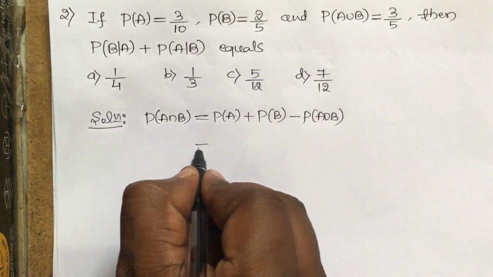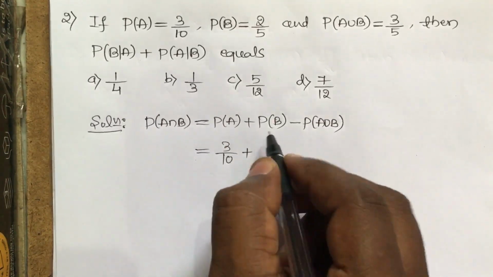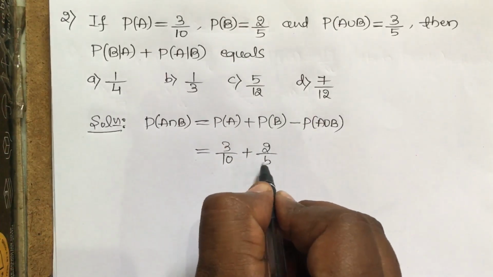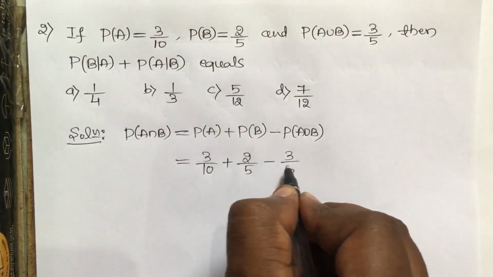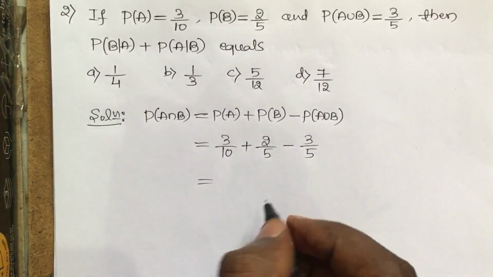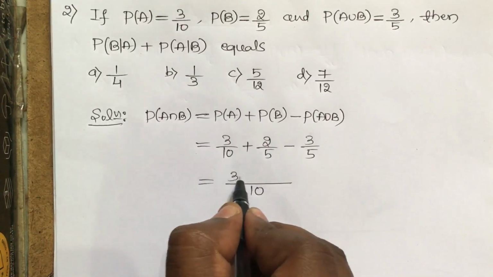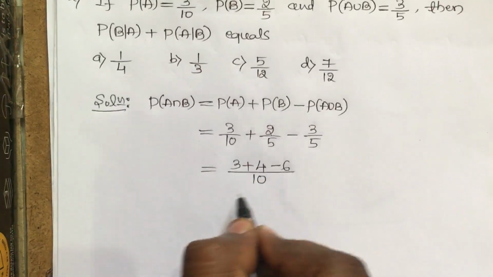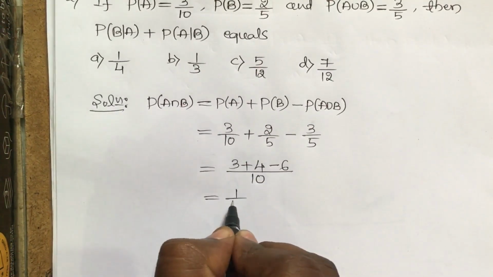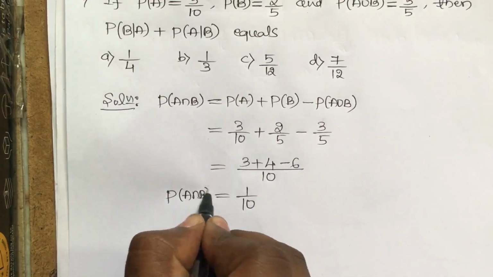Now, what is P(A) here? 3/10 plus P(B), it is 2/5, then minus P(A ∪ B), which is 3/5. Now simplify this, the LCM will be 10, we get 3 plus 4 and then minus 6, we get 1/10. So this is the value of P(A ∩ B).